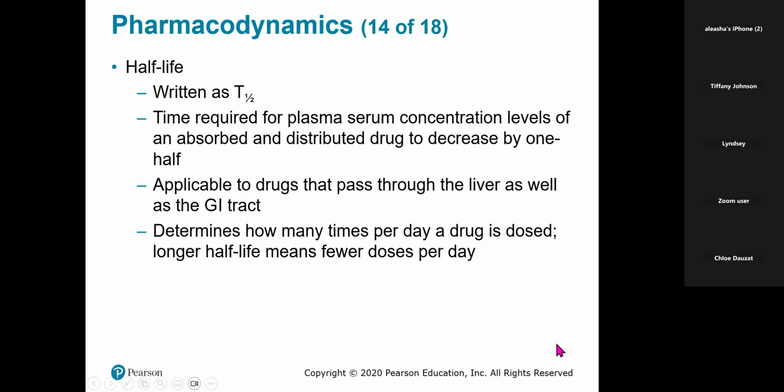Also, half-life comes into play. When half-life is expressed in written form, it's with a capital T and a 1/2 subscripted a little bit towards the bottom. Half-life refers to the time that is required for plasma serum concentration levels of an absorbed and distributed drug to decrease by 1/2.